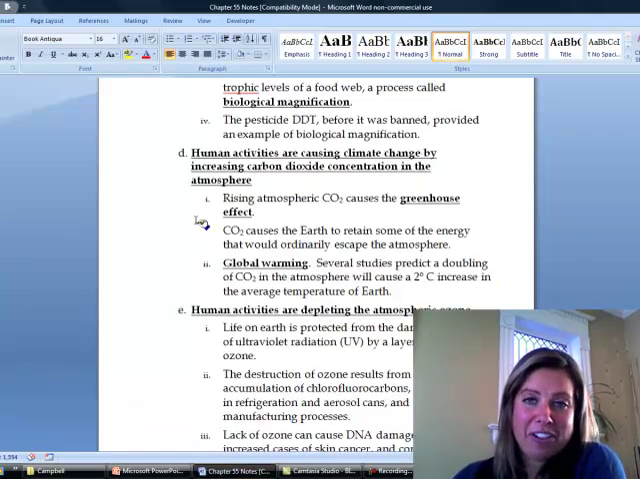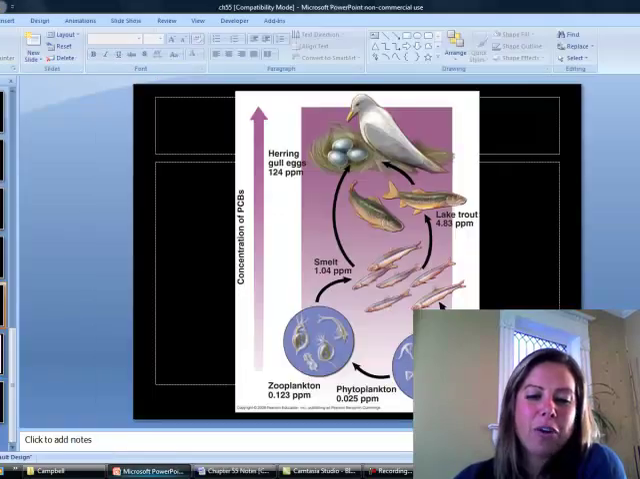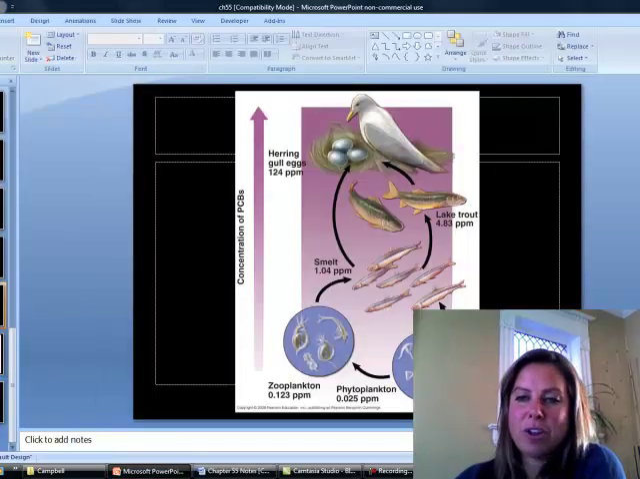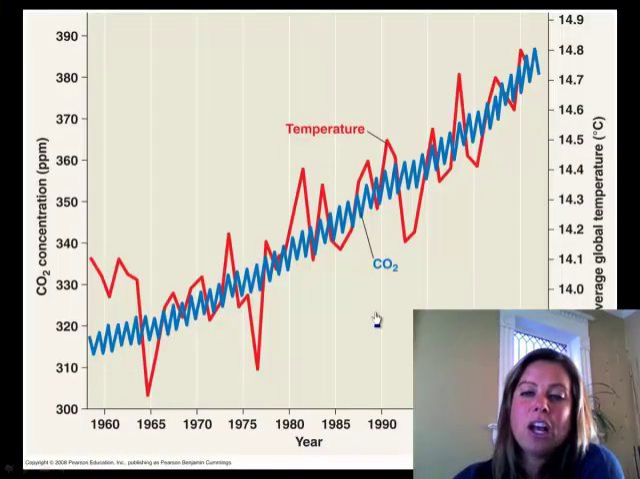Another thing that's going along is the greenhouse effect, and that's going to be causing global warming. So I've got a graph here that's kind of interesting to take a look at that has a correlation between global temperatures, which are going to be that red line, and carbon dioxide levels in our atmosphere. So in my eyes, that shows a pretty close correlation, and this is what is causing global warming to happen.